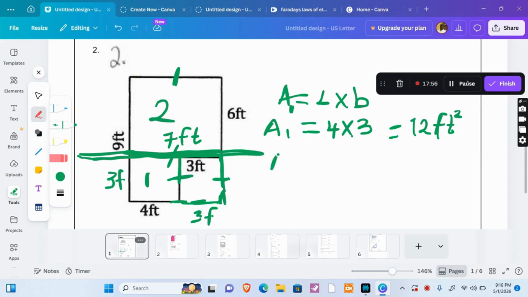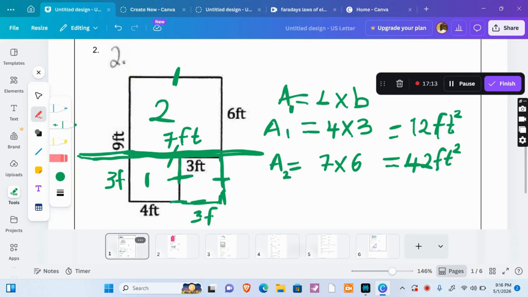So the area of the second rectangle now will be equal to the length, 7 feet, multiplied by the breadth or the width, 6 feet. 7 times 6, 42 feet squared. So if you see that, we have been able to dissect this big shape into two, and we have found the area of everything that is there, the two rectangles.